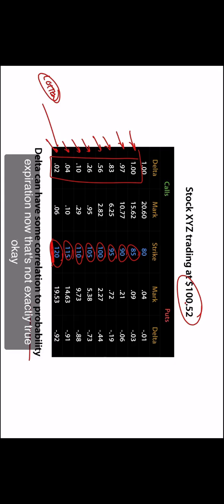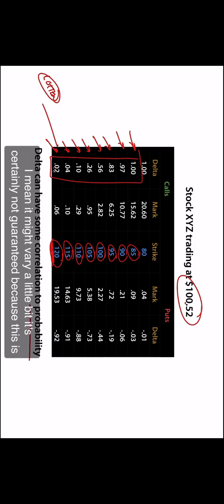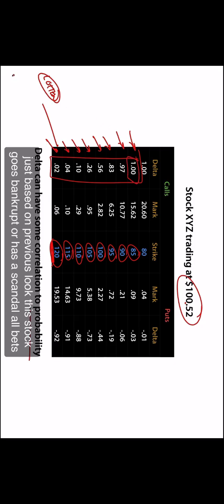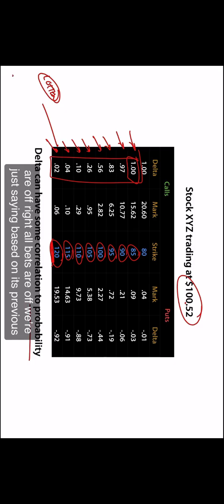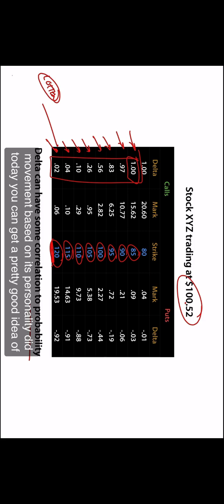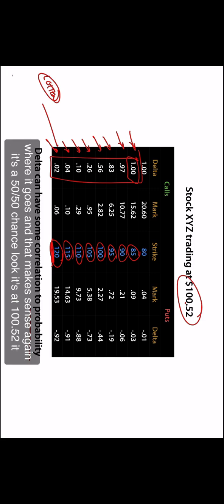Now, that's not exactly true. It might vary a little bit. It's certainly not guaranteed because this is just based on previous movement. Look, if this stock goes bankrupt or has a scandal, all bets are off, right? We're just saying based on its previous movement, based on its personality today, you can get a pretty good idea of where it goes.